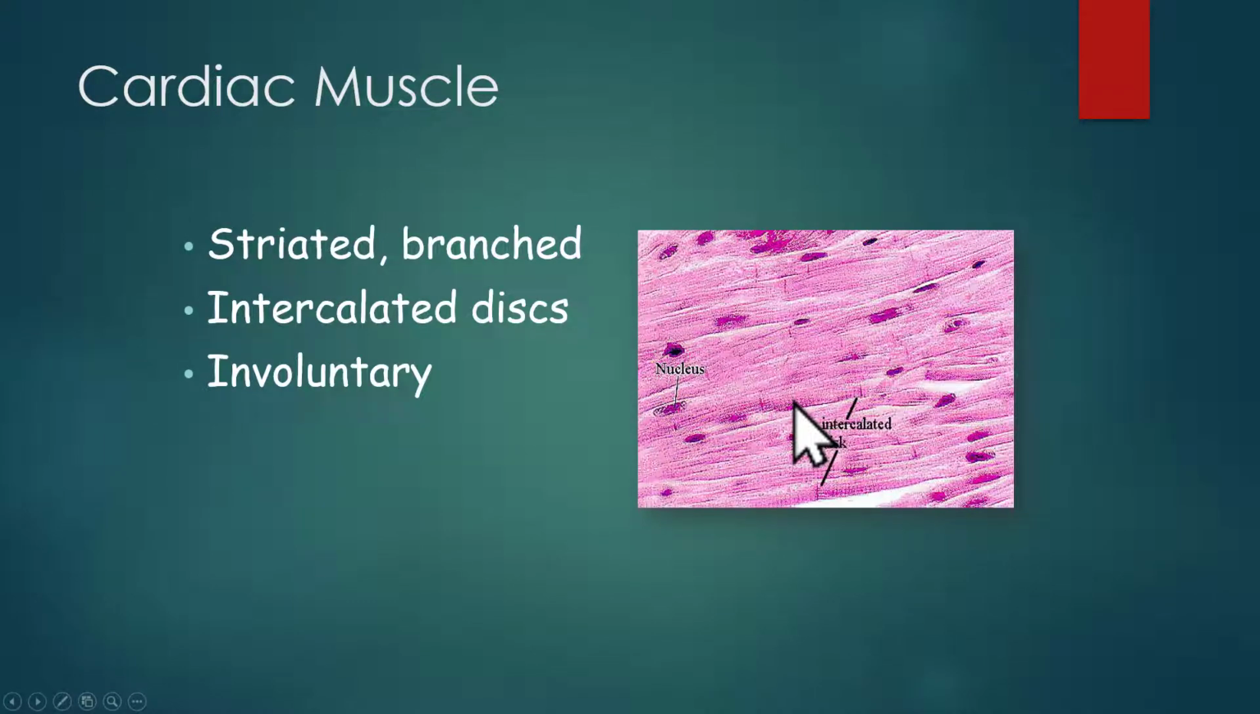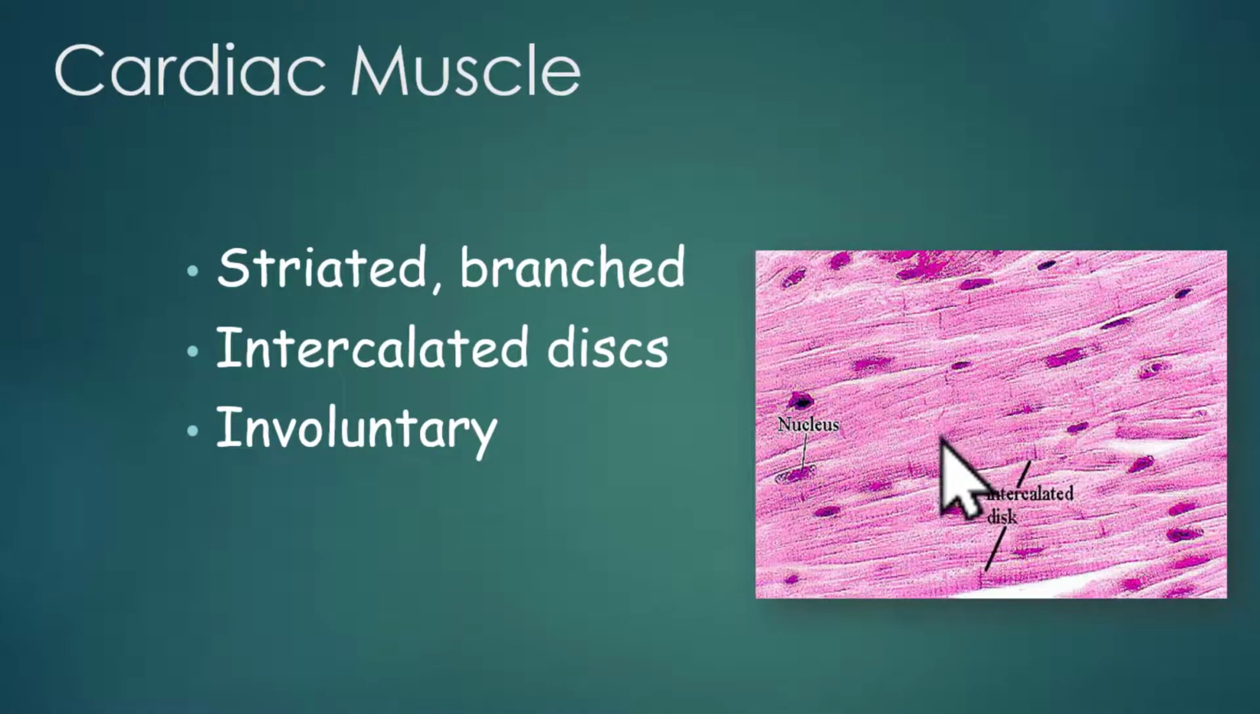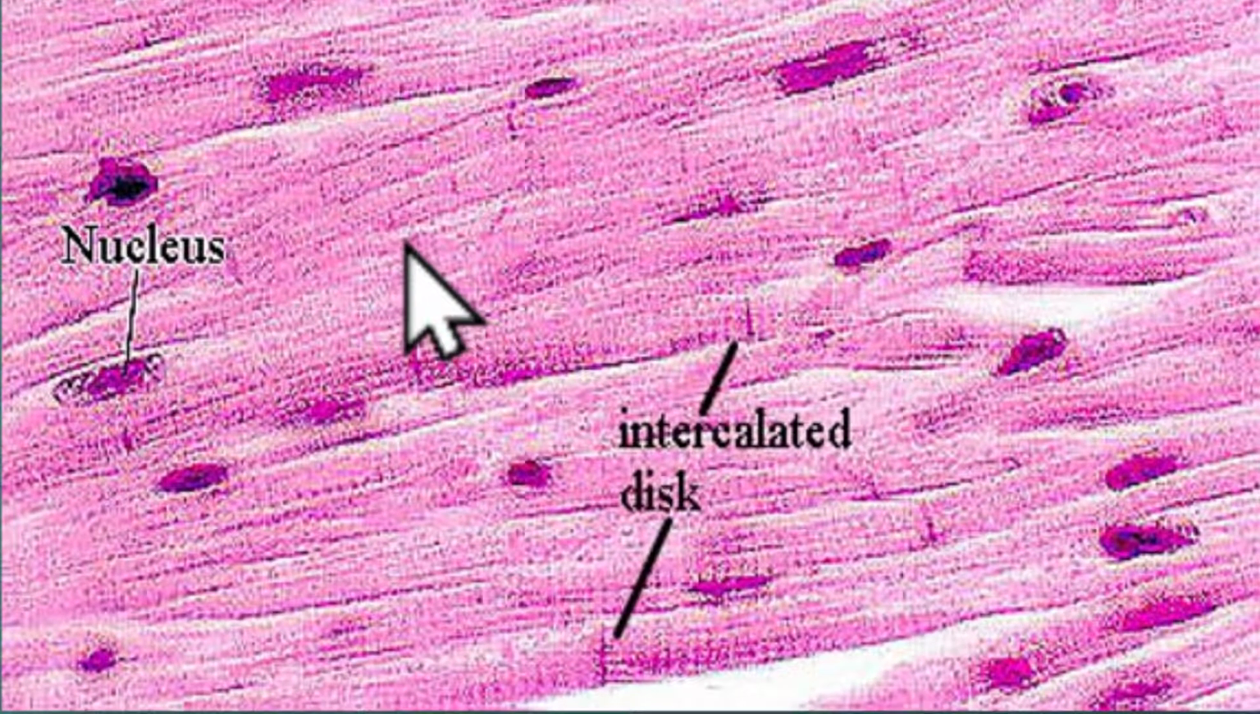Cardiac muscle. This is only in the heart. First thing you should be noticing are those striations. So this is the second striated muscle. So the 2 striated muscles: skeletal muscle, cardiac muscle. No striations, smooth muscle. Skeletal muscle, we said one long fiber.